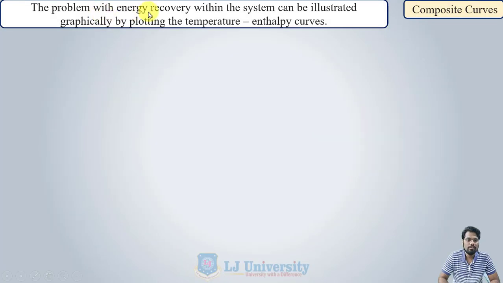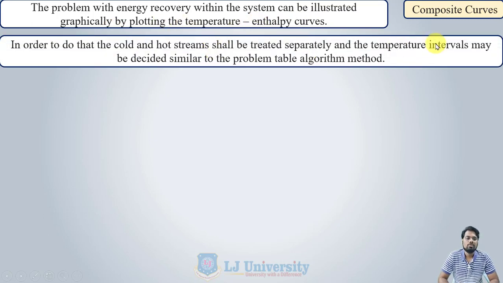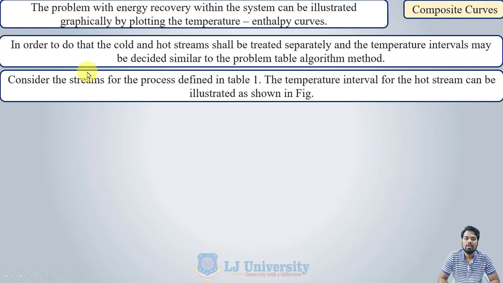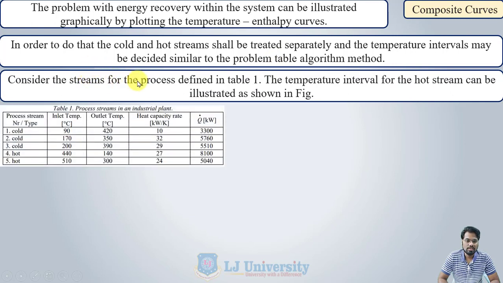The problem with the energy recovery within the system can be illustrated graphically by plotting the temperature enthalpy curve, which is known as the composite curve also. In order to do that, cold and hot streams shall be treated separately, and then the temperature intervals may be decided similar to the problem table algorithm method. Consider the stream for the process defined in table 1.